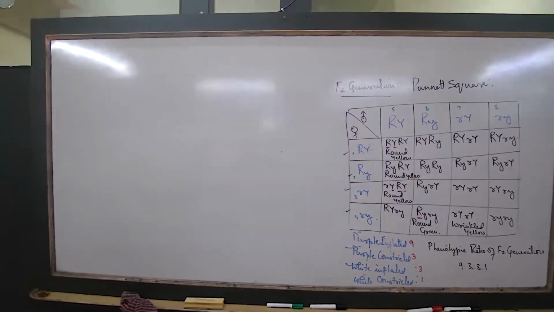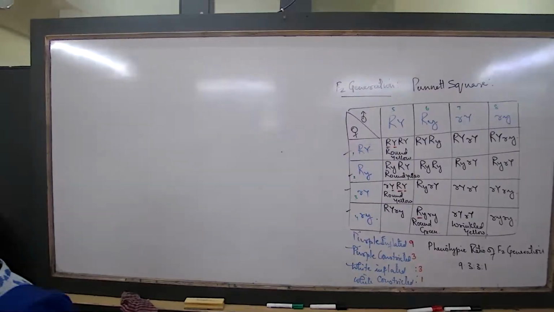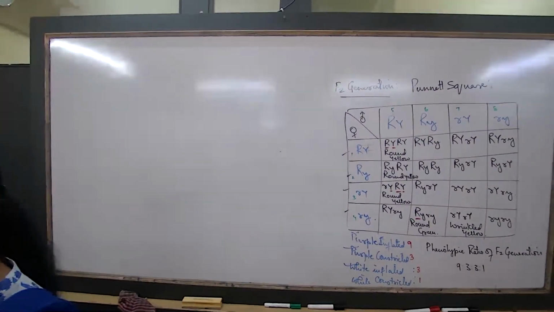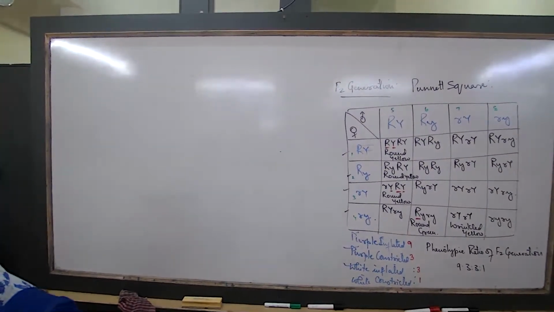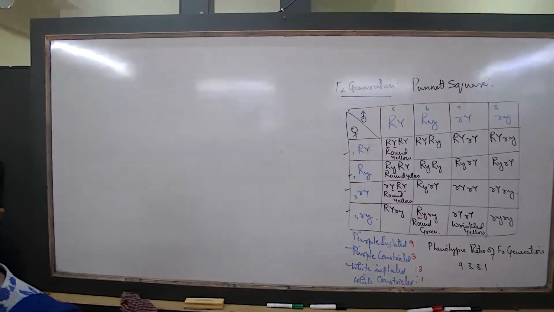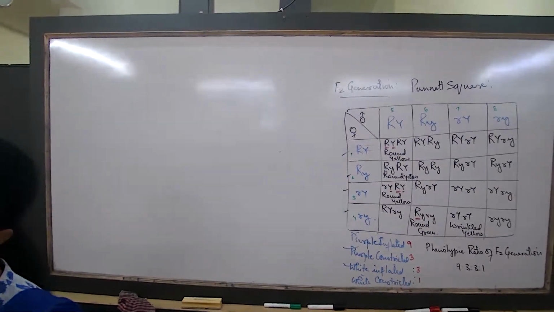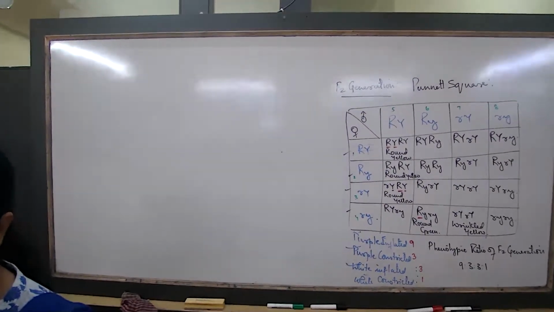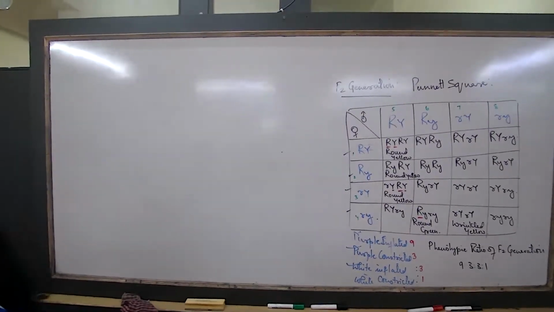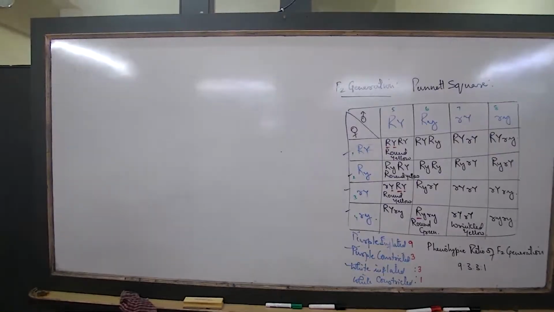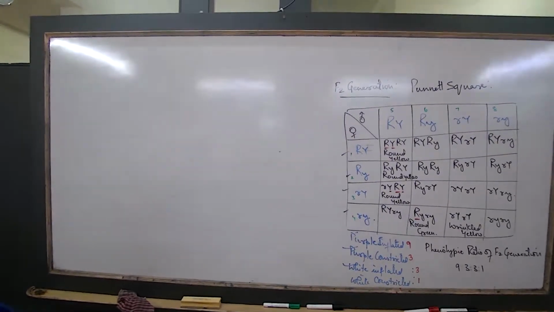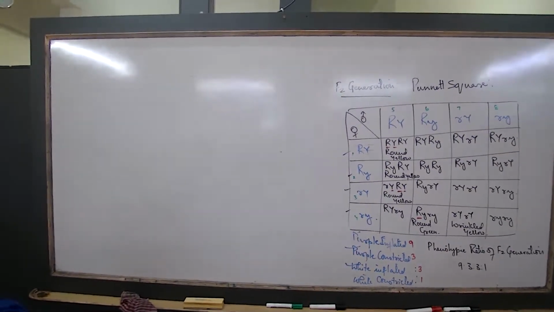What did we study in the previous class? He crossed tall, he crossed dwarf. So what were the basic two observations? The first generation plants resembled only one type of plant. And the characteristics of one plant were not expressed in the F1 generation plants at all.